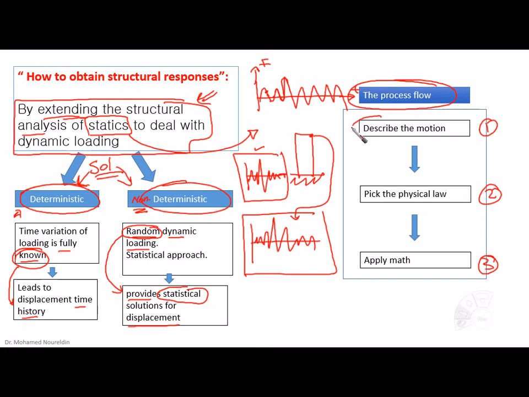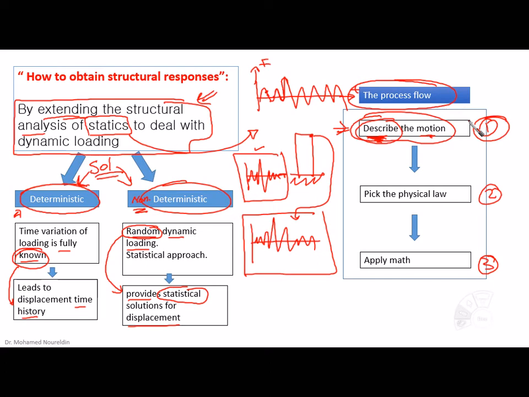The first thing is we are going to understand and describe the motion. Describing means that you need to understand how the motion is. What is the type of motion exactly? At which degree of freedom, for example, or at which direction? And what is the input loading history? So this is by understanding the motion itself, how the structure or the system is going to respond to this motion, and how we can figure and configure it out. This is the first step.